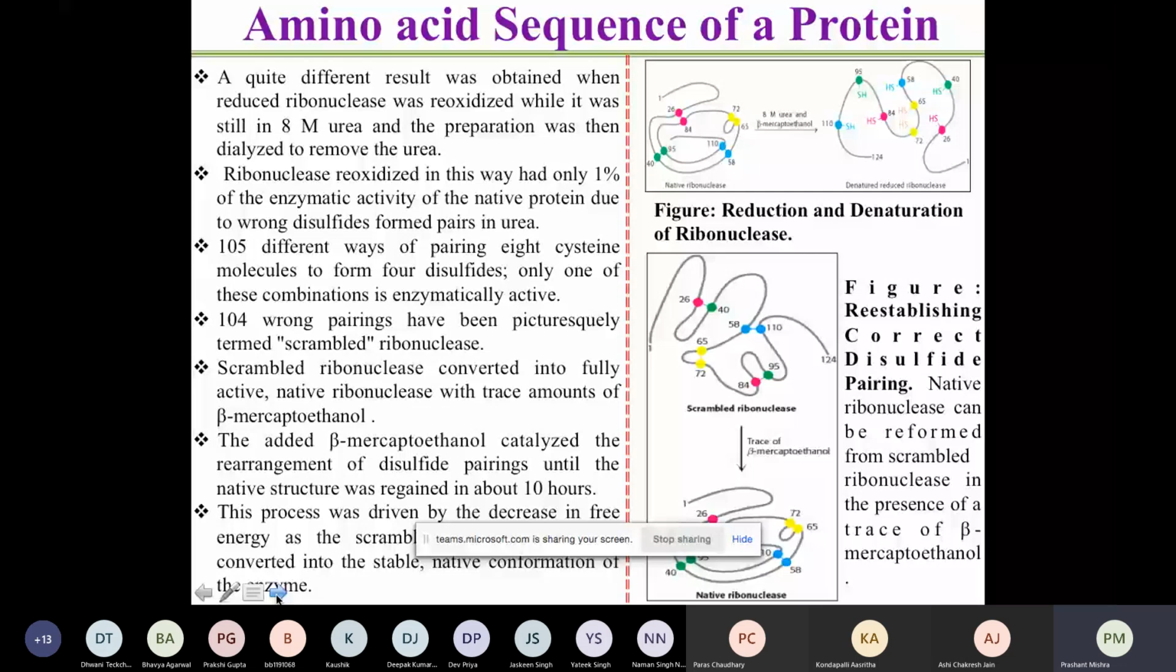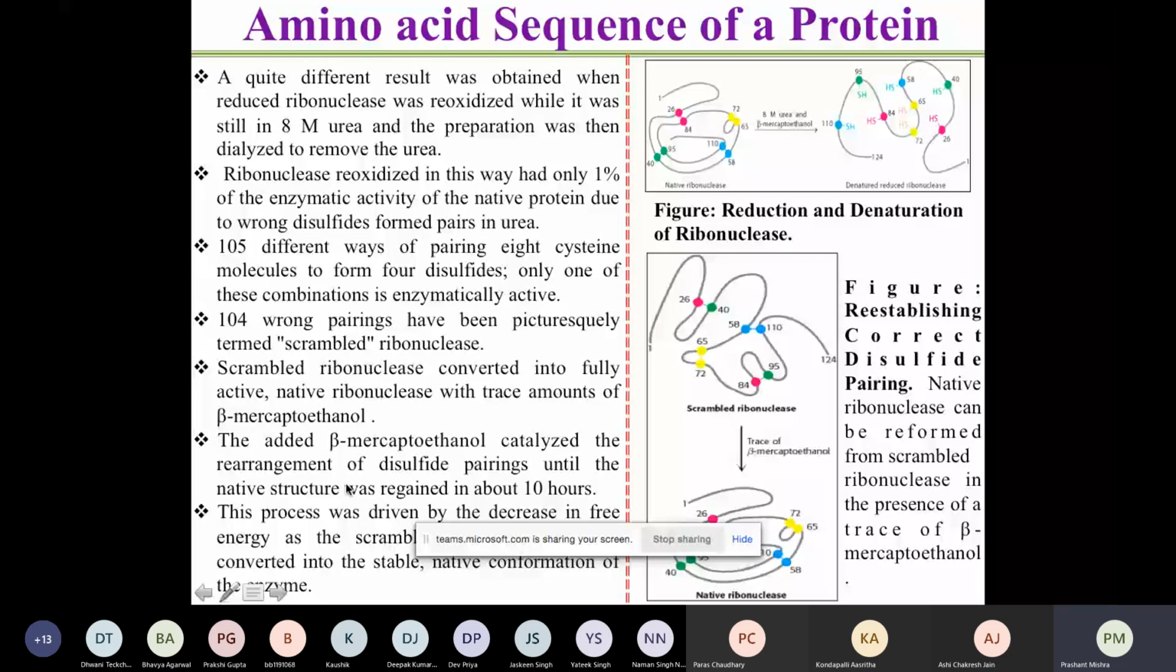What he did is that he got a very different result when he reduced the ribonuclease, which was reoxidized while it was still in 8 molar urea, and then he dialyzed to remove urea. So the first thing is that he did oxidize. He used 8 molar urea and beta mercaptoethanol. This kind of a structure was formed.